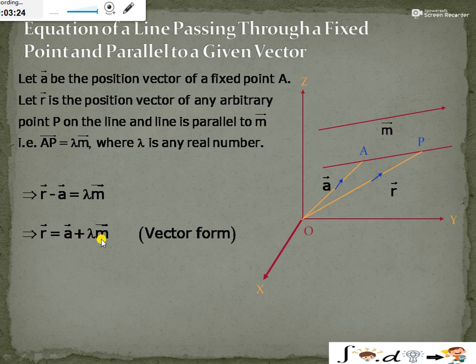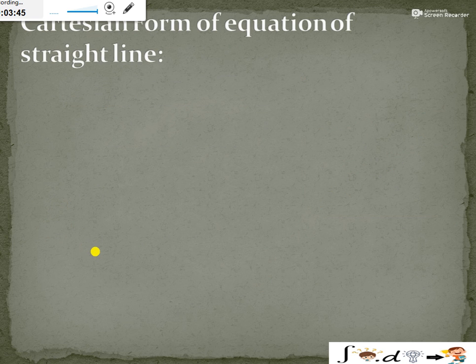And M vector is the direction of a given vector. ठीक है, उसकी डायरेक्शन जिसके लाइन हमारे पास पैरेलल है. इज इट क्लियर? एंड नाउ वी हैव टू कन्वर्ट दिस इक्वेशन इनटू कार्टेशियन फॉर्म.